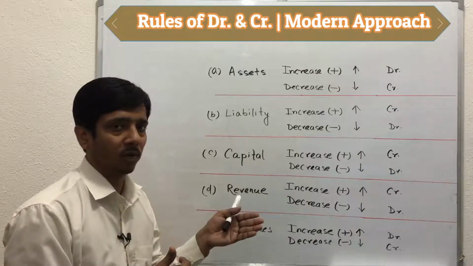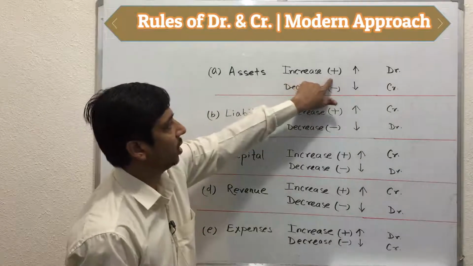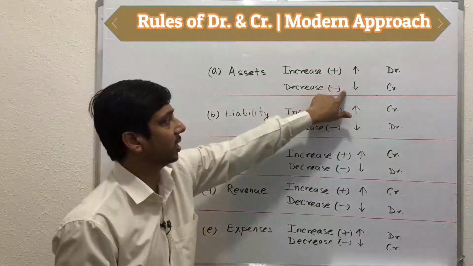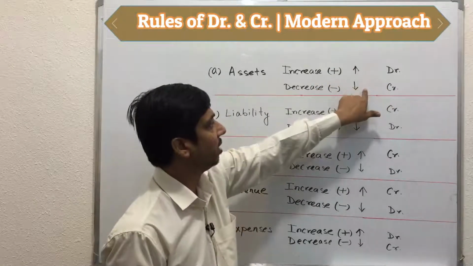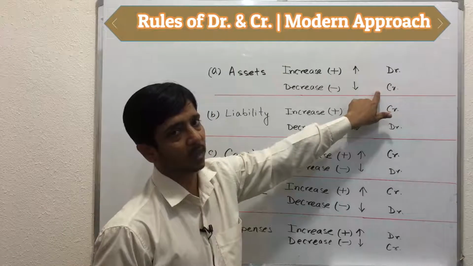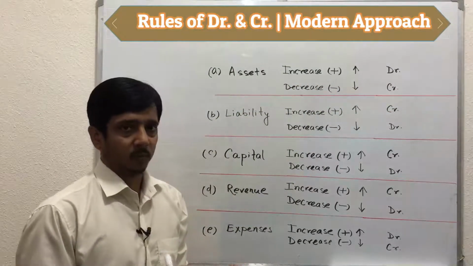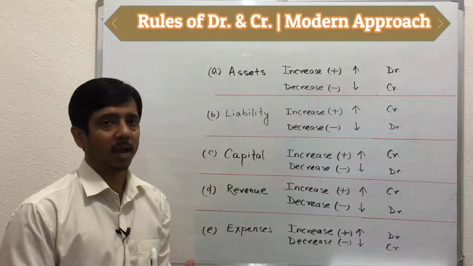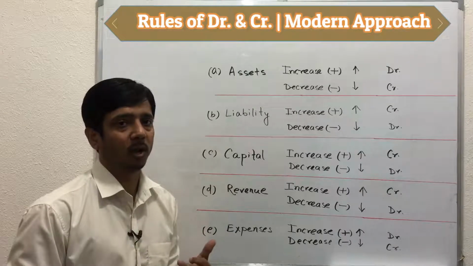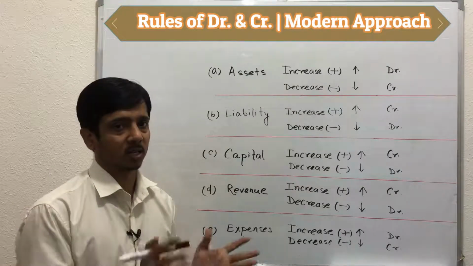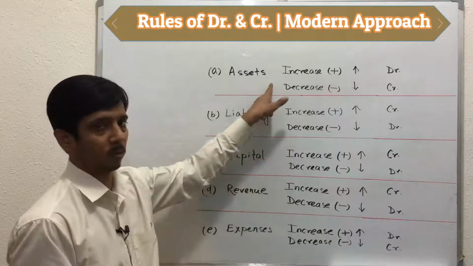It will be debited when you purchase, it will be credited when you sell, because on purchase it will increase, on sale it will decrease. So on purchase, if it is increasing, you have to debit that. On sale, if it is decreasing, you will have to credit that. The other examples of the assets may be cash, furniture, building, land, equipment. There can be some intangible assets as well, like goodwill, patent, trademark, etc. So these are the items of assets. So if you find these items, you will apply this rule.